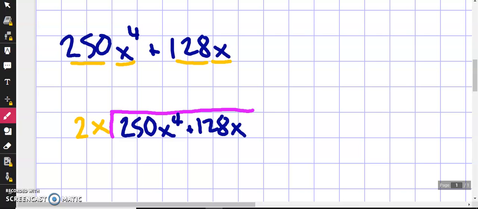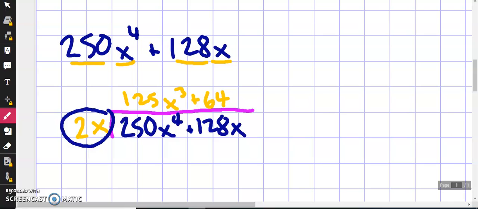So I've copied down my original problem inside the box, and now I'll do the division to get the second factor. So 250 divided by 2 gives me 125. If I need x to the fourth inside the box, and I've already got an x on the side, I need 3 more x's on top. 128 divided by 2 is 64. And then I've already got my x on the side, so I don't need another one on the top. So I've already discovered one factor from the original expression.